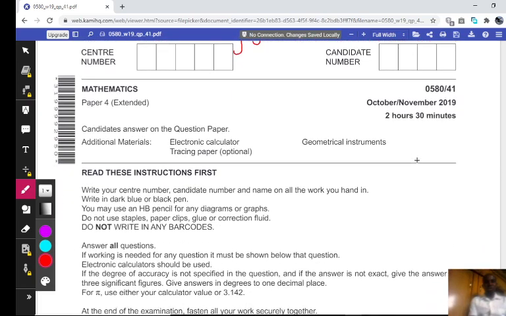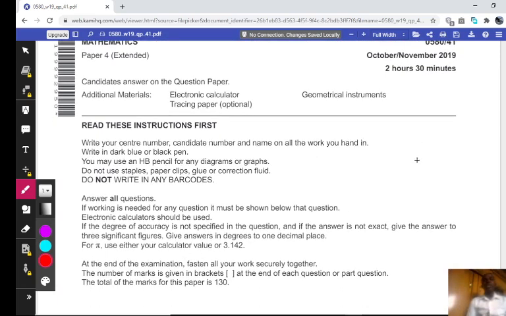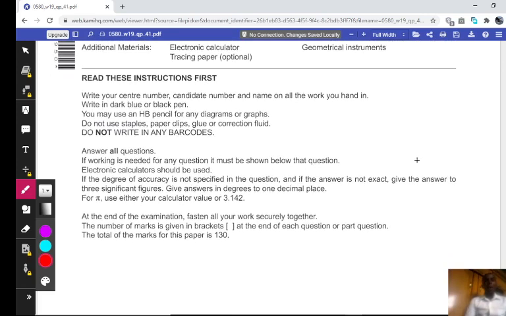Let's move straight to the first question, but please take note of the instructions. You have to remember the instructions, right? Don't take them for granted, but you have to consider them, especially this one of the degree of accuracy. If the degree of accuracy is not specified in the question, and if the answer is not exact, give the answer to 3 significant figures. Give answers in degrees to 1 decimal place. Then pi, you can use the one on your calculator, or 3.142 when necessary. So please take note of these instructions. They are very, very important.